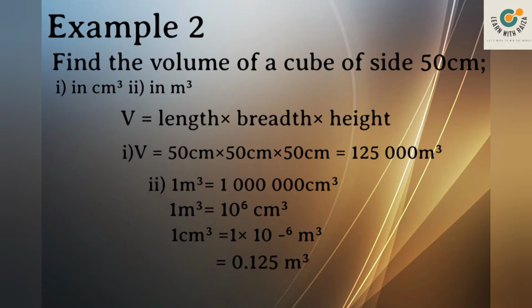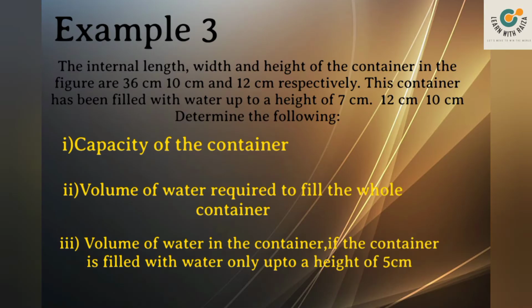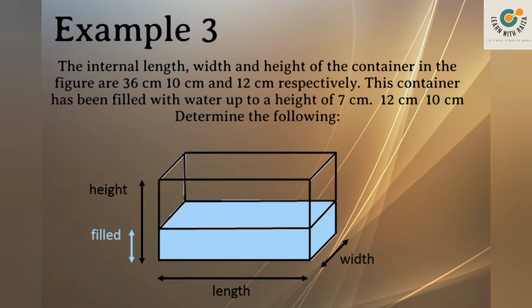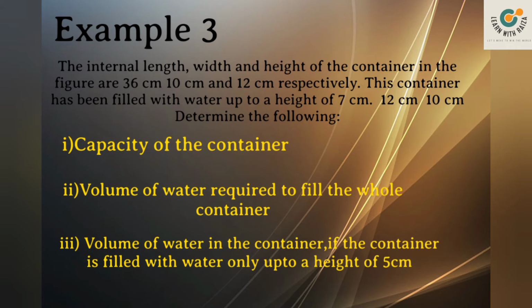Example number 3. The internal length, width and height of the container in the figure are 36 cm, 10 cm and 12 cm respectively. So this container has been filled with water up to a height of 7 cm. So first we have to determine the capacity of the container. Capacity means the amount of liquid that it can hold. So let's see how to do that.